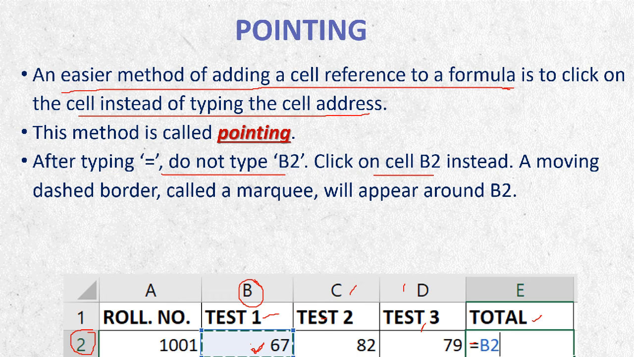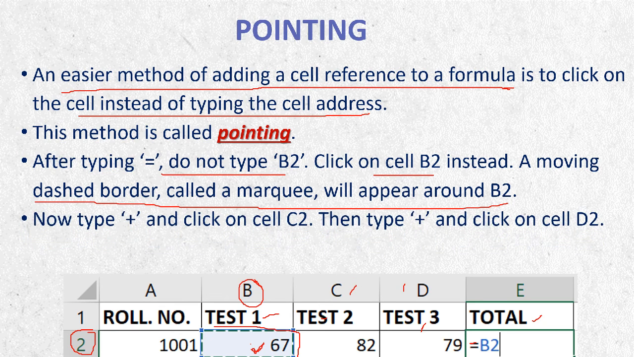Okay, when you click this, you can see a moving dashed border called a mark appear around B2. See, this is the mark. So you can see a dashed border line, right? This is called a mark, and it will appear around this cell.